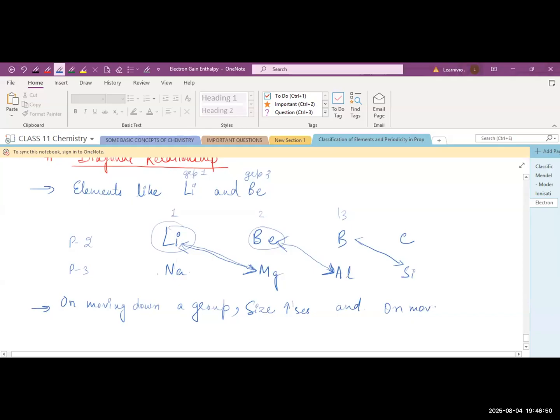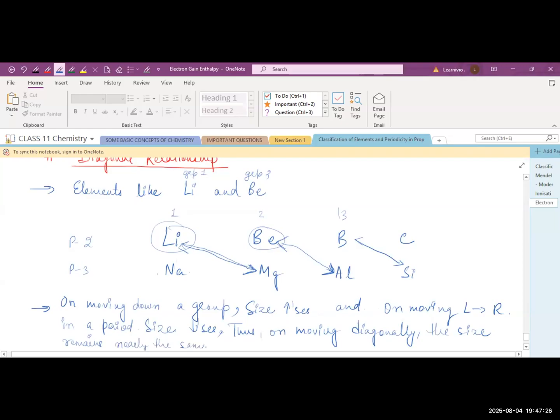On moving down the group, size increases, and on moving left to right in a period, size decreases. But thus, on moving diagonally, what happens? The size remains nearly the same.